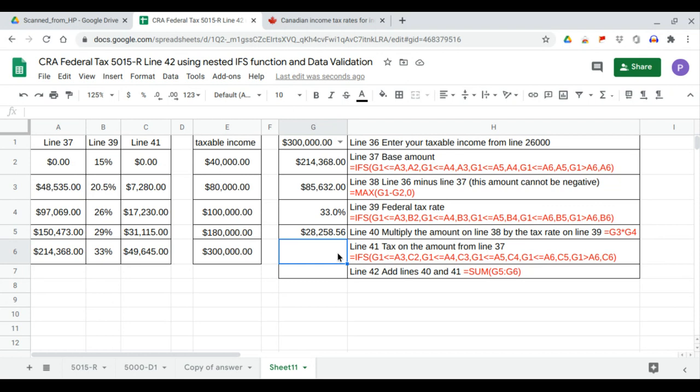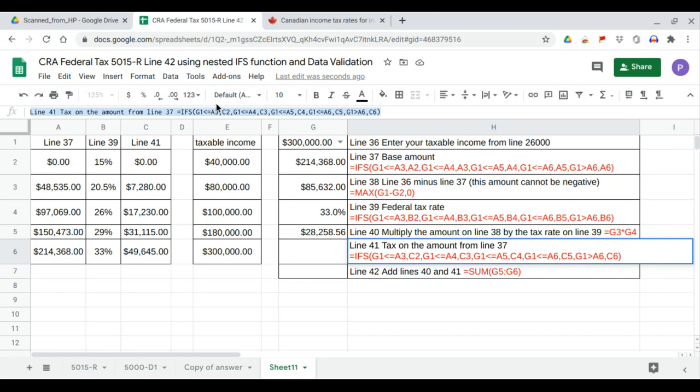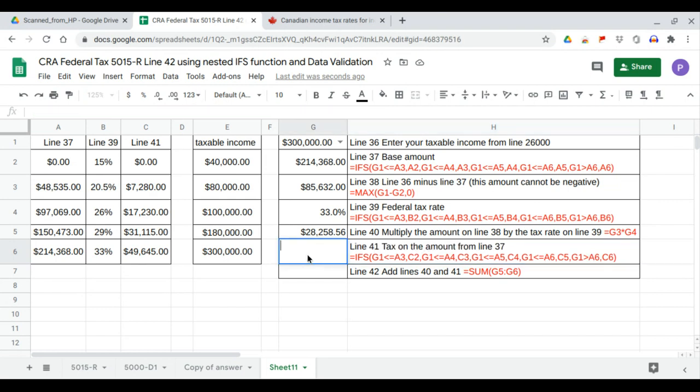Next, line 41, which is the tax on the amount. We copy this ifs formula, copy, paste, and we start from 40,000. At 40,000, the tax on the amount is 0.